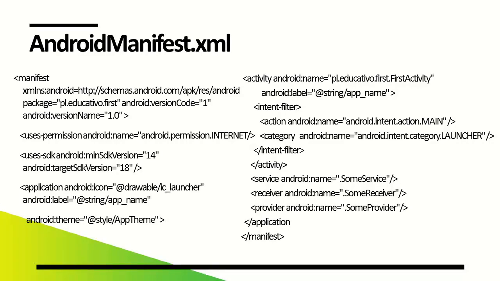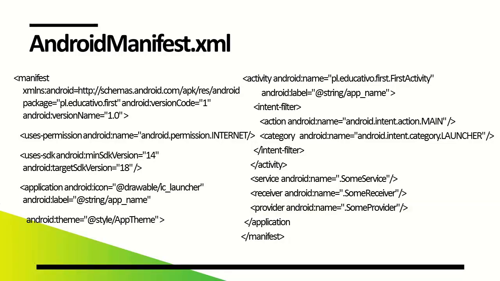Apart from activity, the Android manifest file may also include other components. These are services, that is, components whose task is to run various operations in the background without the user interface. We also have receivers, components whose task is to receive the messages sent between components. The last group are providers, which make certain data available outside the application.